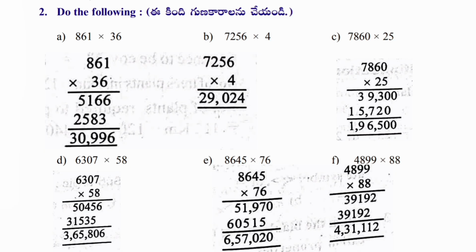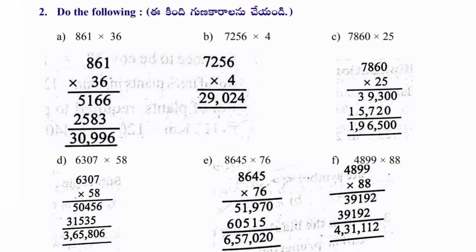Next, third one, 7,860 multiplied by 25. So first we'll do the multiplication with the 5 table. 5 0s 0, 5 6s 30, 3 carry forward, write down 0 here. 5 8s 40. 40 plus 3 is 43, 4 carry forward, write down 3 here. 7 5s 35, 35 plus 4 is 39. Write down 39. Then 2 0s 0, 2 6s 12, write down 2 here, 1 carry forward. 8 2s 16 plus 1 is 17, write down 7 here, 1 carry forward. 2 7s 14 plus 1 is 15.